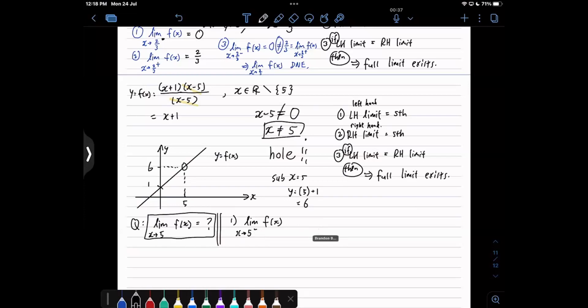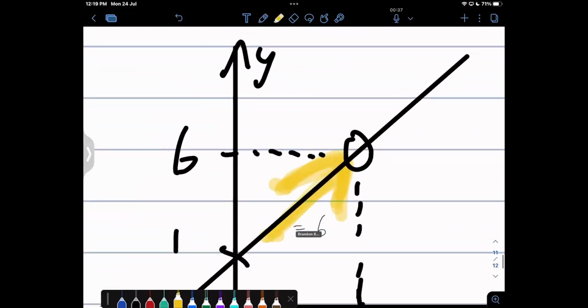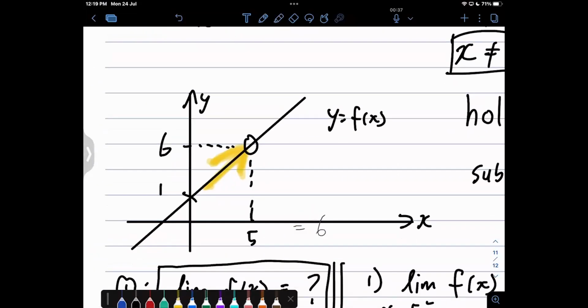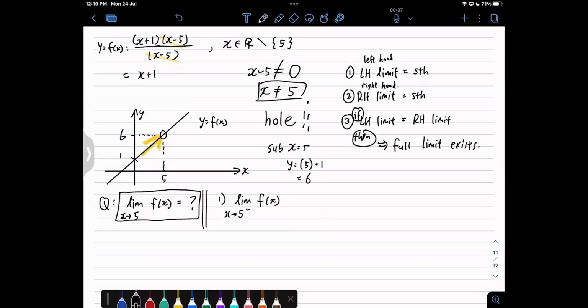What is this equal to? Equals 6. You must focus on the left half of the graph. Can you see my yellow arrow here? The value is eventually reaching 6, right? Okay, good. So that means that you end up with just 6 from the graph. Step 2, right-hand limit. This time lim f of x, but x arrow 5 with the top right corner a plus sign. What's this equal to? This time you approach from the right-hand side. So you go from the right-hand side like this.